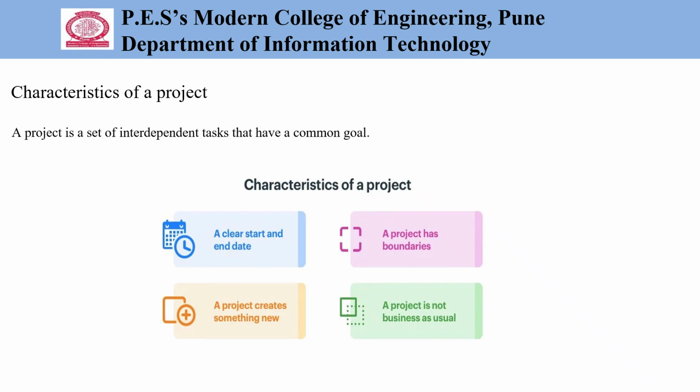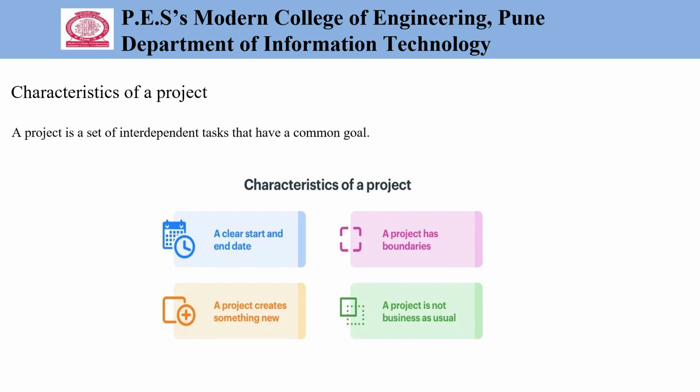So what are the characteristics of a project? First one, a clear start and end date. Second, a project has some boundaries. Third, a project is not business as usual. And the last one, a project creates something new. Okay, so these are some characteristics of projects.